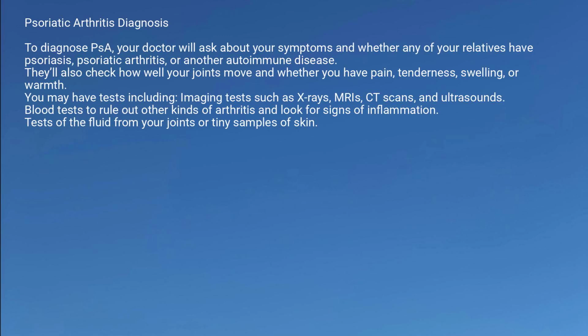Psoriatic arthritis diagnosis. To diagnose PSA, your doctor will ask about your symptoms and whether any of your relatives have psoriasis, psoriatic arthritis, or another autoimmune disease. They'll also check how well your joints move and whether you have pain, tenderness, swelling, or warmth. You may have tests including imaging tests such as X-rays, MRIs, CT scans, and ultrasounds. Blood tests to rule out other kinds of arthritis and look for signs of inflammation. Tests of the fluid from your joints or tiny samples of skin.